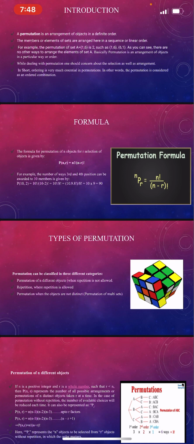10 factorial is written as 10 into 9 into 8 factorial, and the 8 factorial cancels with 8 factorial. Therefore, 10 into 9 is equal to 90.